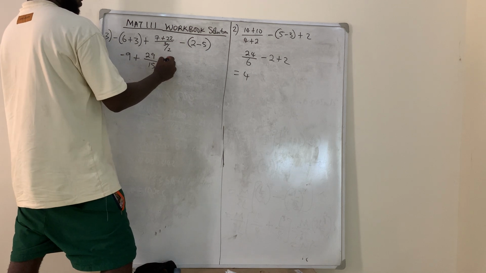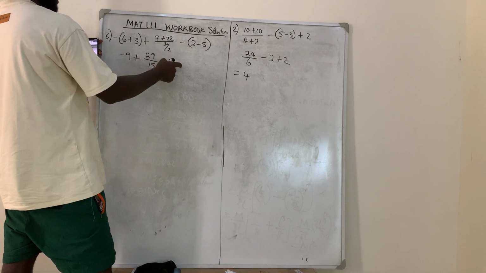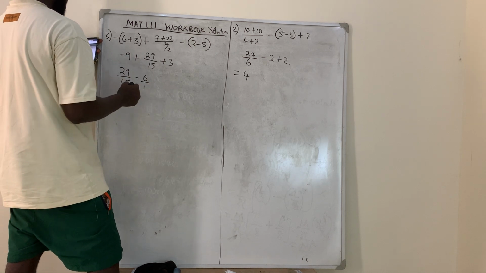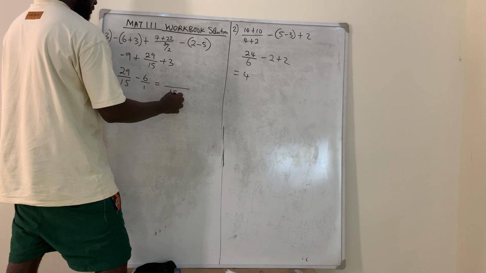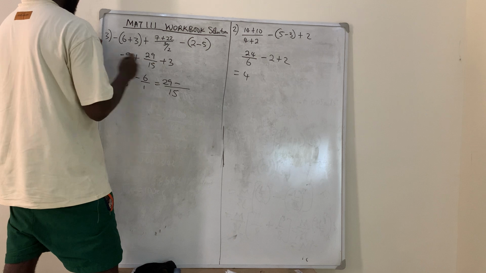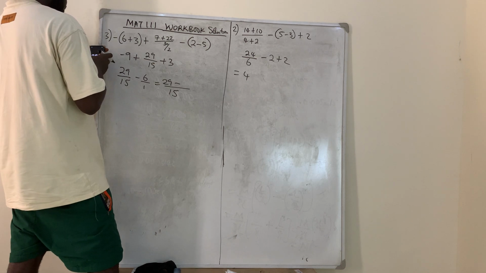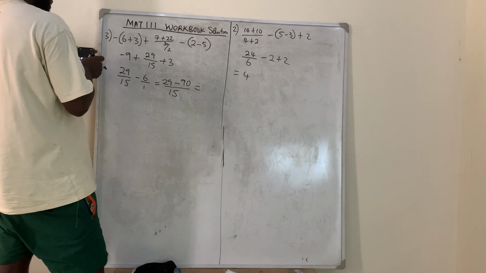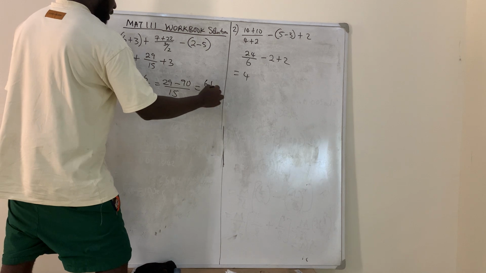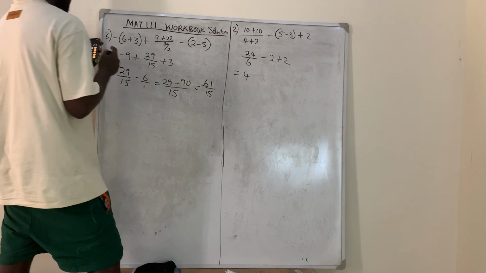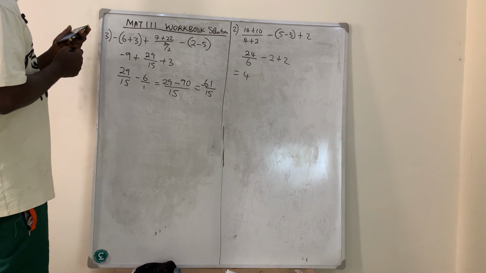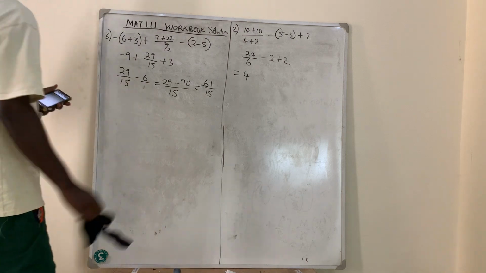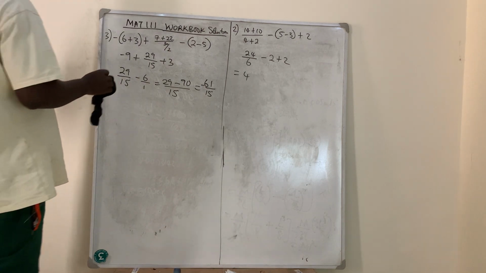Minus 3 times minus will give you plus 3. So these two will give you minus 6. So I have 29 over 15, then minus 6 over 1. Right? So you do the LCM, 15. Now I have 29 minus 6 times 15. 15 times 6, I have 90. If you now subtract 29 there, you're going to have 61 over 15. So minus 61 over 15 is the correct answer for that. So we'll move to the next question, question number 4.